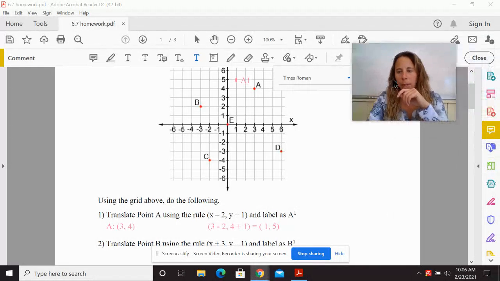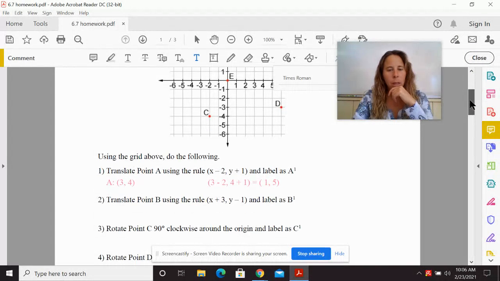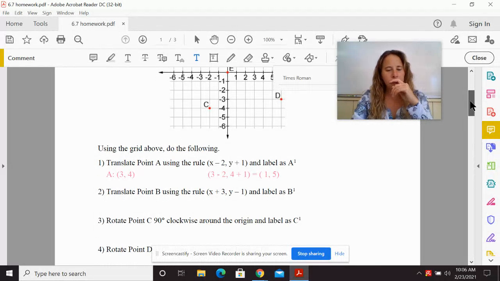Try number 2 by yourself. That's another translation problem. Number 3, rotate point C 90 degrees clockwise around the origin and label as C prime.